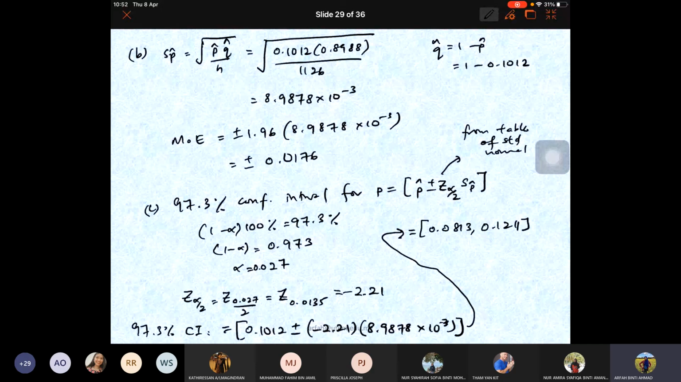So we are 97.3% confidence that selang antara 0.0813 dan 0.1211 ni, it will contain the true value of the proportion dekat dalam tu. Anywhere, somewhere there, dia akan ada true value of the proportion. Okay. We are 97.3% confidence for this particular item.